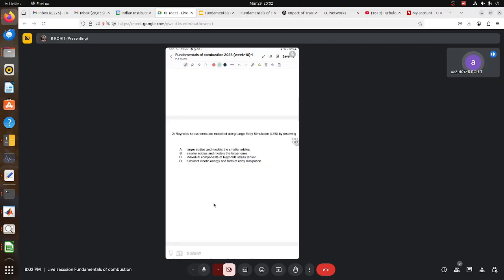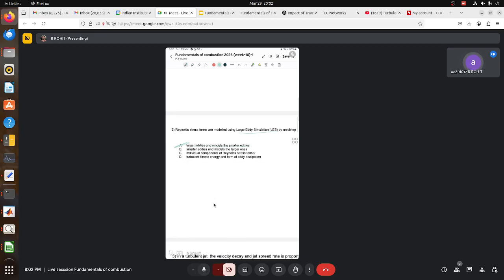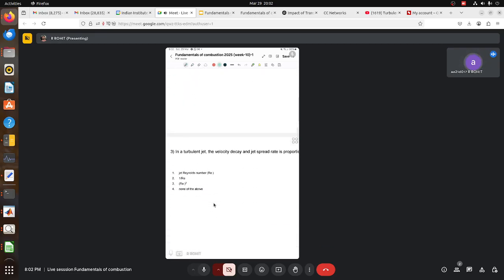The question was: the Reynolds stress terms are modeled using large eddy simulations by resolving. So in large eddy simulations, we resolve the larger eddies and model the smaller eddies. That's what we use in large eddy simulations. For smaller eddies we model, and for larger eddies it is resolved. So that will be the correct answer. Now, if you move on to the next question.